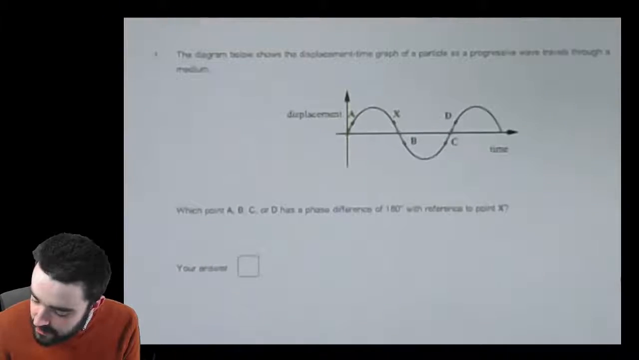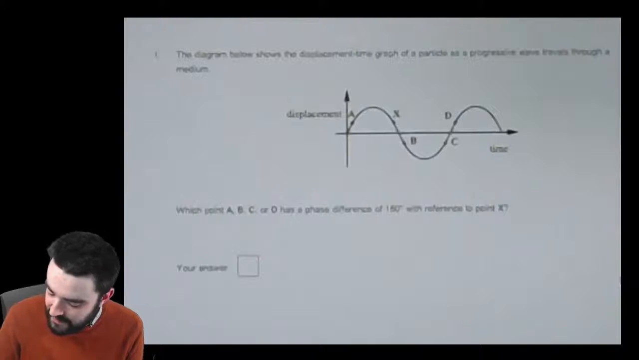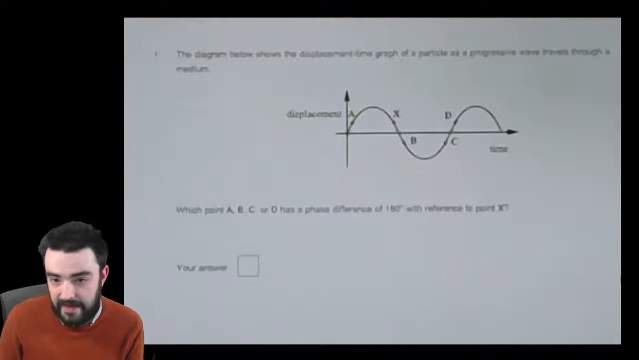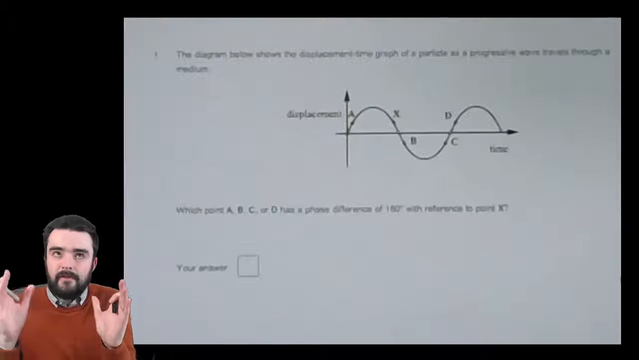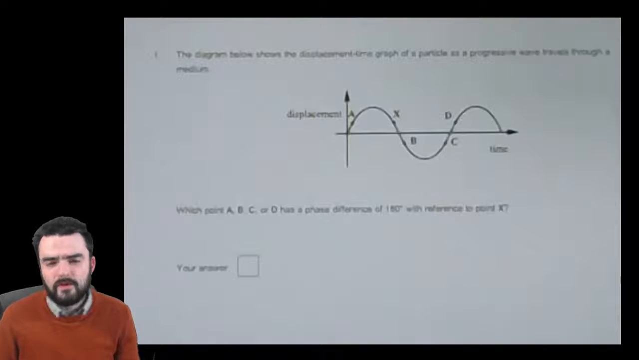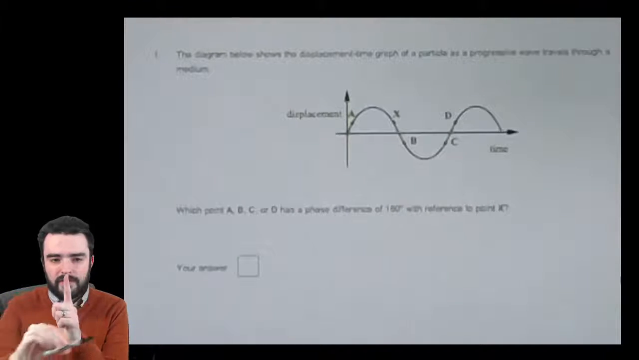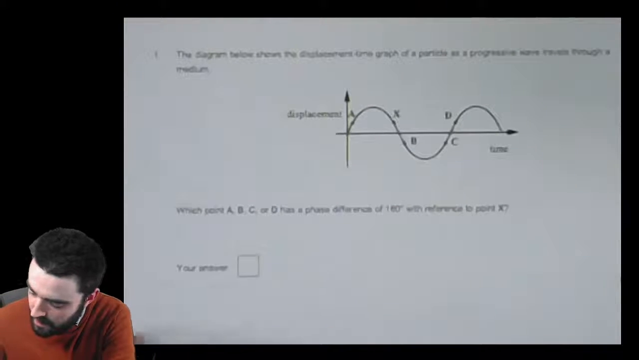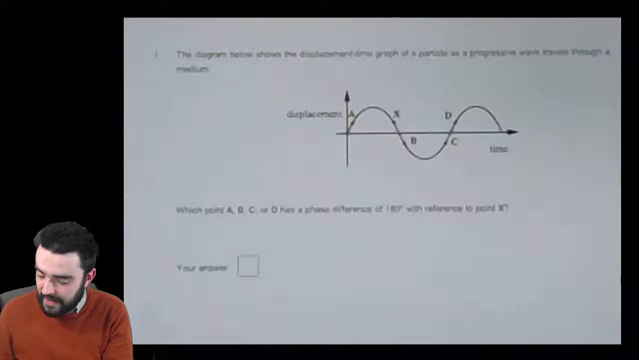So, the diagram below shows the displacement time graph of a particle as a progressive wave travels through a medium. Which point A, B, C or D has a phase difference of 180 degrees with reference to point X? Well, the phase difference is saying, if I was to start a wave out of sync, where would it end up? You can look at these with something called a phasor, which is the idea of if I had a pointer going around in a circle, where would it be at each point on the graph? So we need something that's going to be 180 degrees out of phase with X.